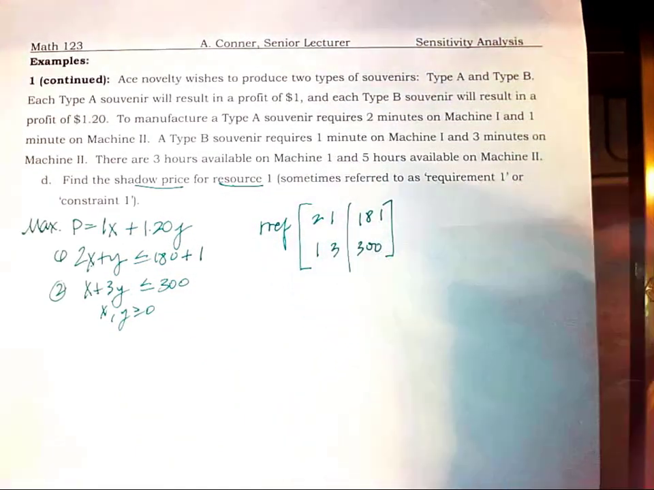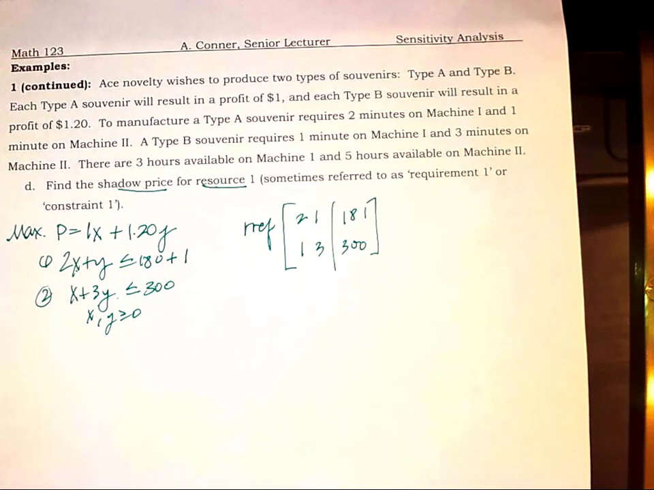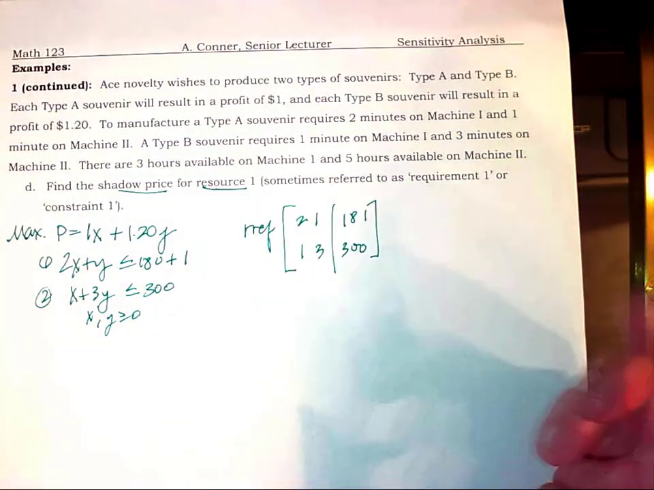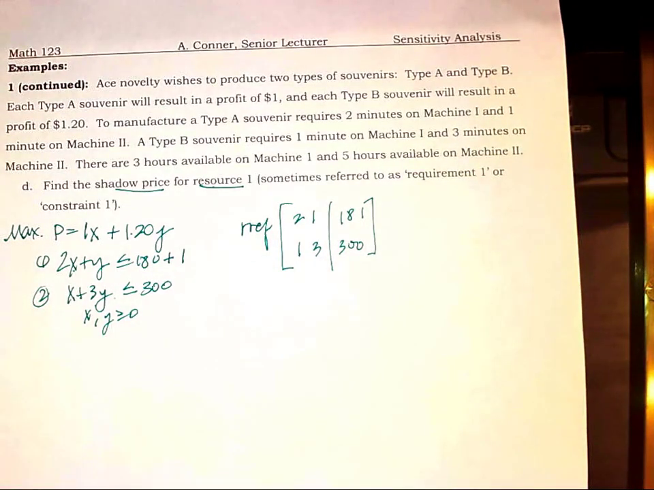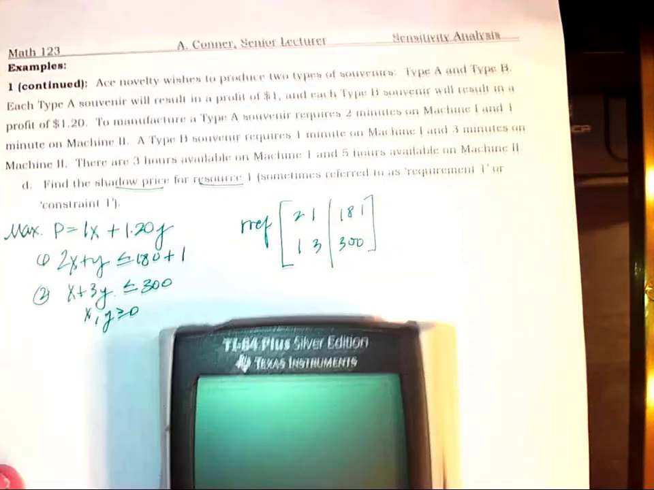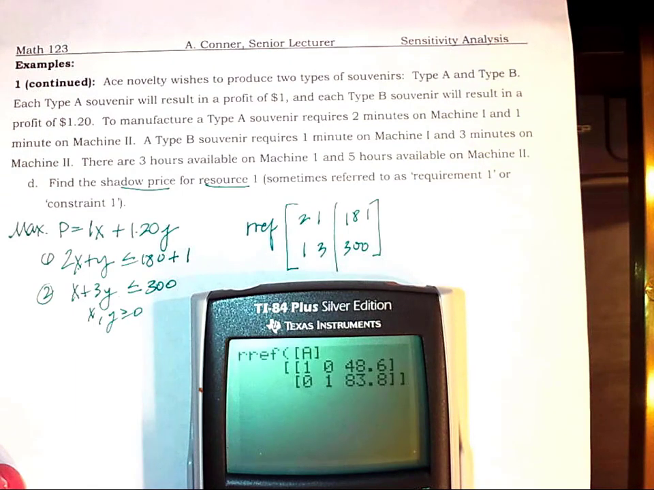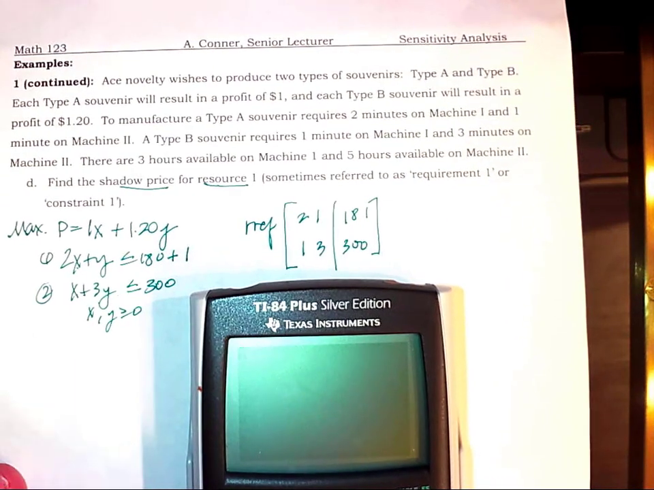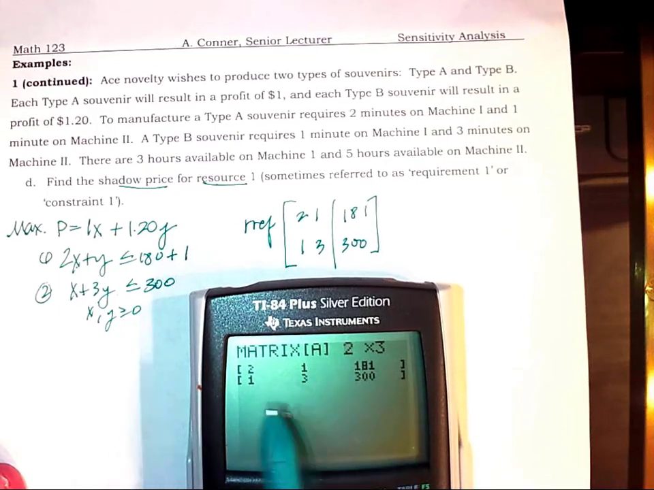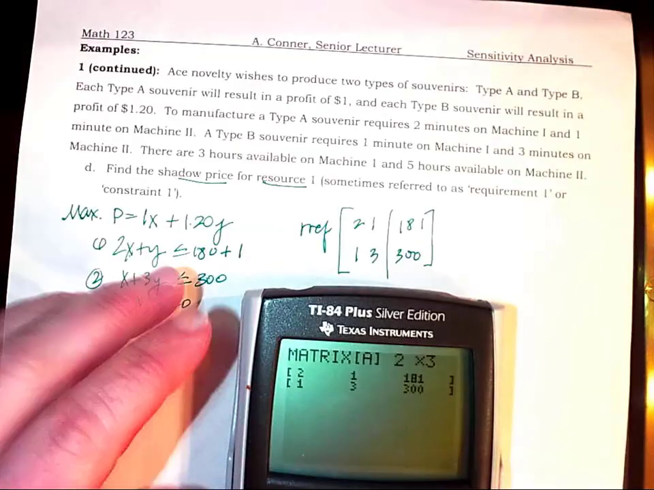So that's the corner point we were looking at in the graph. You can look back if you need to at your notes to see what that looked like. So grab your calculator, and we can type this on in. I think I've already got it in mine. So second matrix, edit, 2 by 3. So 2, 1, 181, 1, 3, 300.